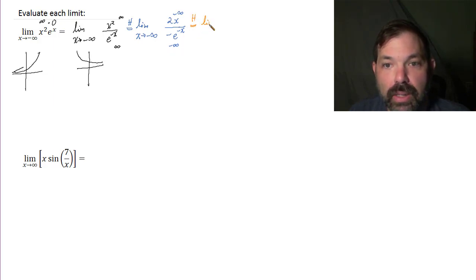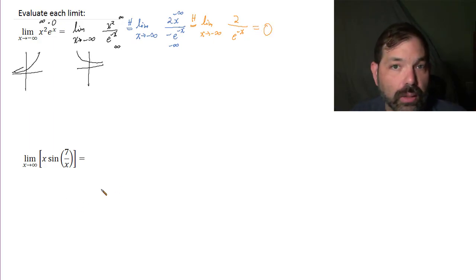So this becomes the limit as x approaches negative infinity of, for 2x, the derivative is 2, and for negative e to the negative x, the derivative is e to the negative x. Now I have 2 over infinity, and that is no longer an indeterminate form. 2 over infinity goes to 0. So in this situation, we had to apply L'Hopital's rule multiple times, but only if we had an indeterminate form at each step, either a 0 over 0 or an infinity over infinity.